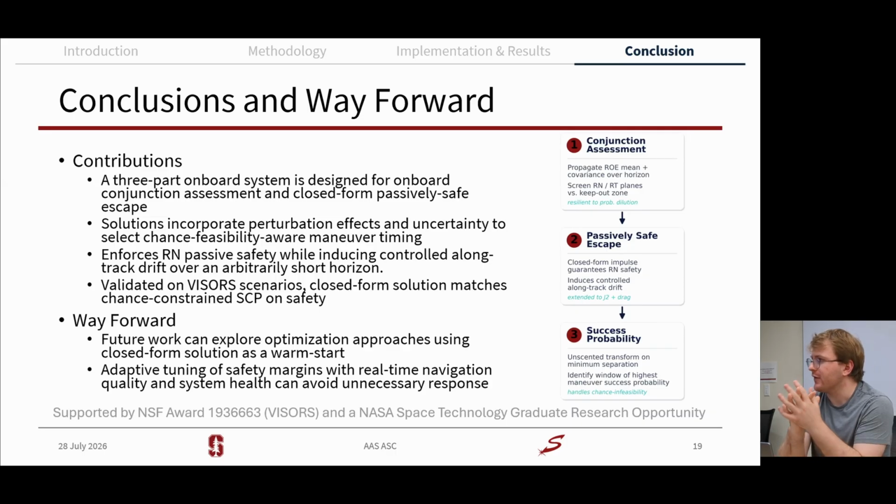We could also investigate using adaptive safety margins based on navigation health to avoid causing unnecessary maneuvers in regions where you're highly uncertain of what your relative state is due to poor filter health, but not due to potential conjunction events.